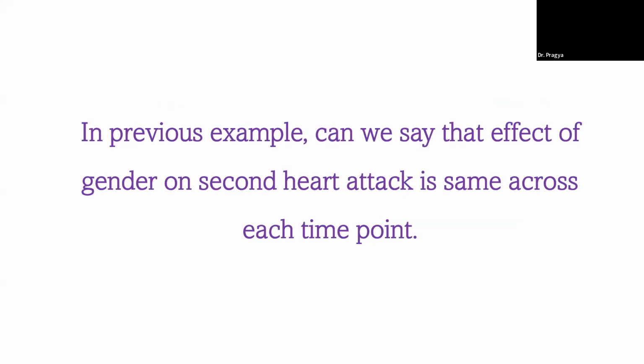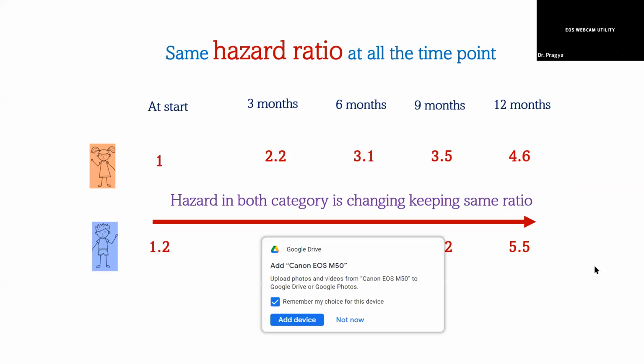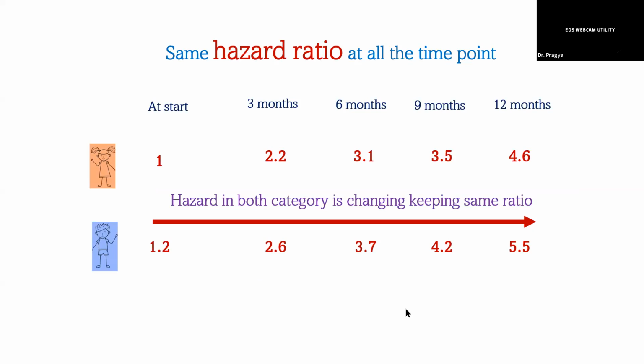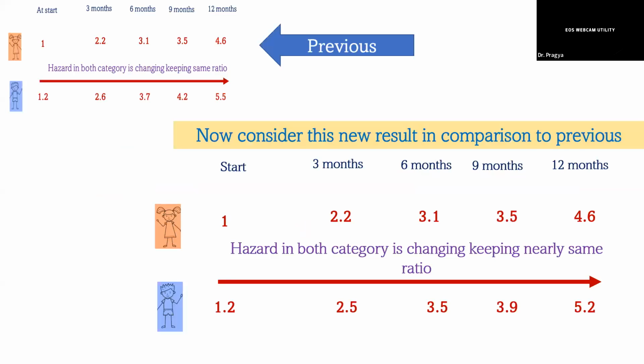So in the previous example, we can say that the effect of gender on second attack of heart rate is same across each time. Why can I say that? Because even if there are various time points, the ratio is same. That means I can say that the effect of gender on second heart attack is same across each time point. Now, if you see this, then you will have to comment again.